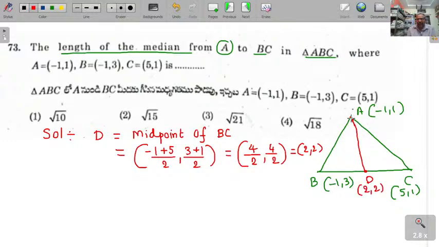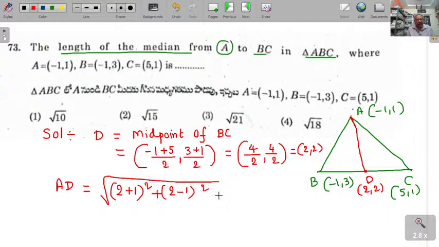So the line joining A to D is called one of the medians. The length of the median from A to BC means the length of the line joining A to the midpoint of BC, that is D. AD length we need to find out. So apply the distance formula. So AD is equal to, what is the distance formula? Root over x2 minus x1, so 2 minus of minus 1, 2 plus 1 whole square, plus 2 minus 1 whole square.